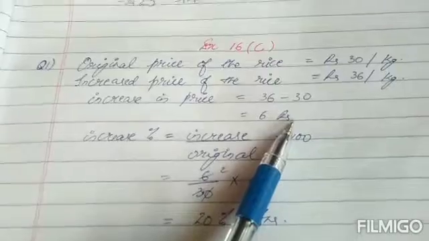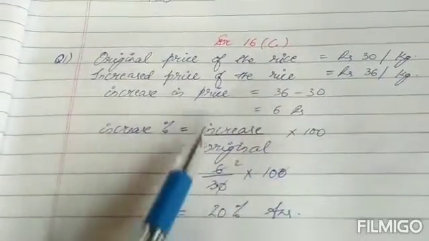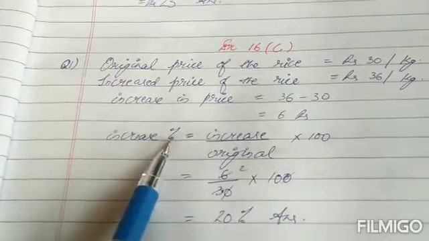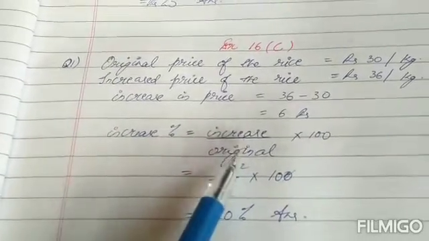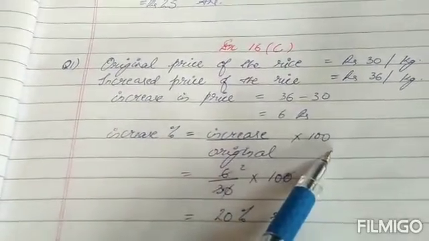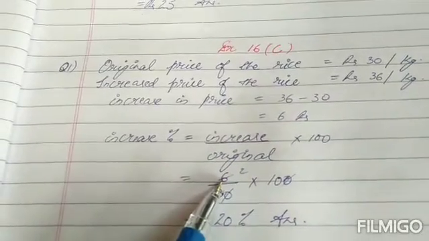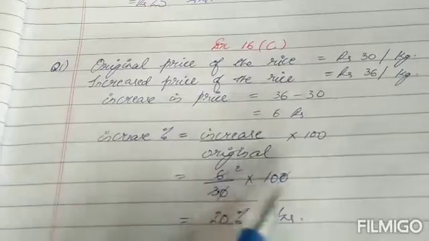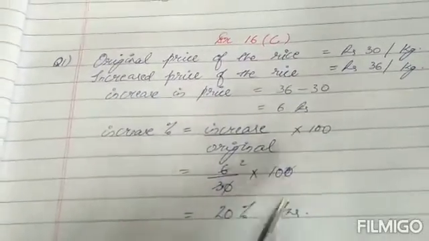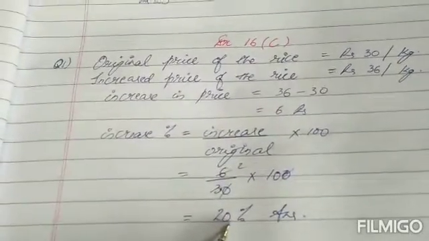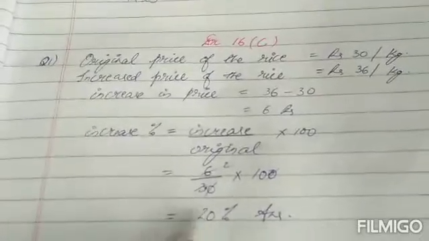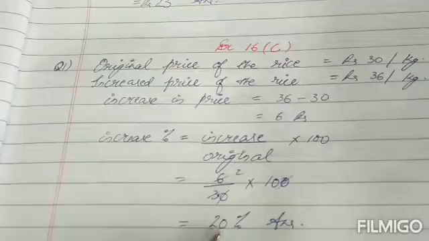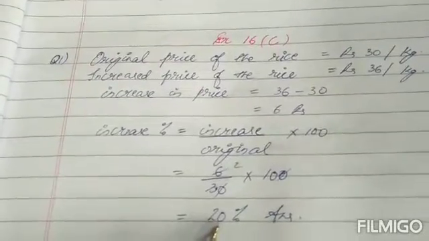We have to calculate the increase percent, children. You are going to use a formula over here. I have written it. It is also given in your books. Increase percent is equal to the increase upon original into 100. How much is the increase? 6 is the increase upon the original price of the rice, which was 30 rupees. So 30 into 100. You reduce and cut the zeros and you get the answer as 20%. So 20% is the percentage increase in the price of the rice, which was originally 30 and now it is 36.